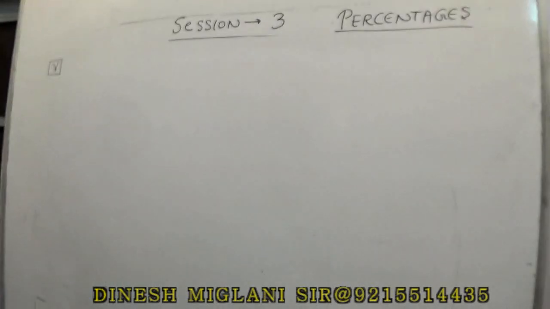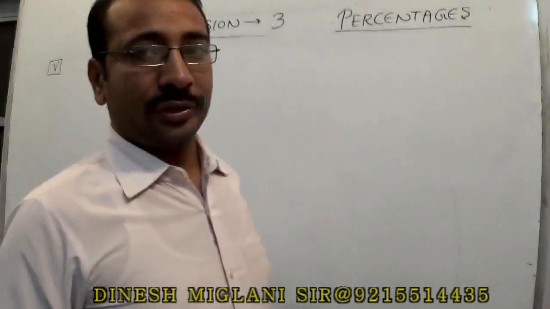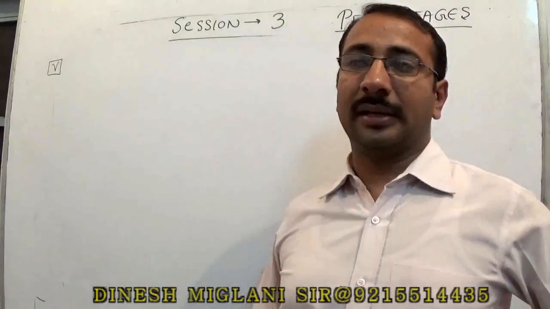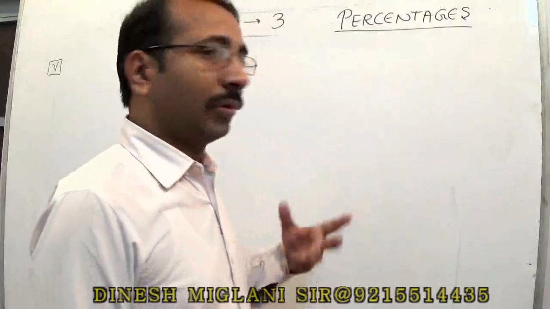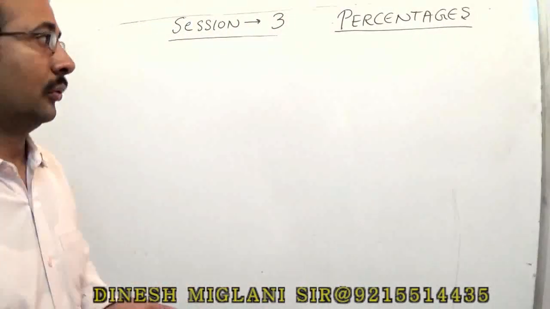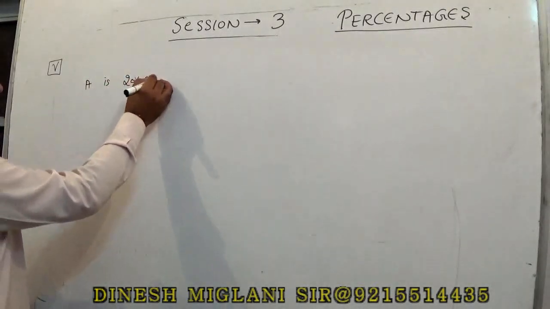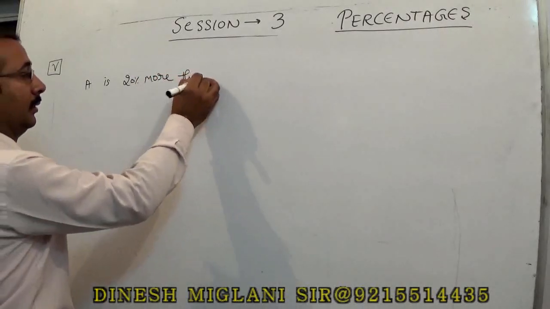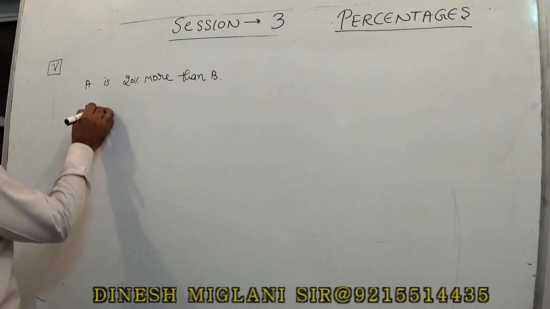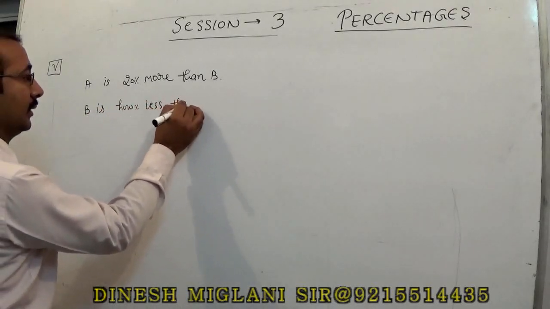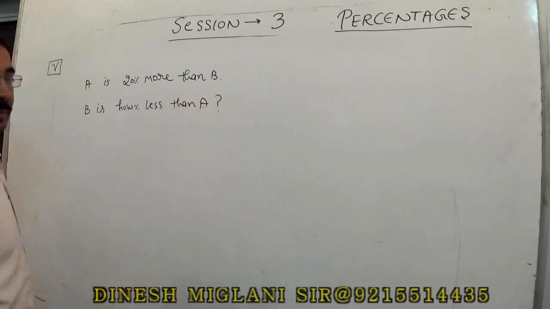Now we have two standard formulas. A number of questions are asked over this. Although you can answer these questions with the earlier concept that I have explained, in a number of places these standard shortcut formulas are also used. For example, it is given that A is 20% more than B. You have to answer B is how much percent less than A.